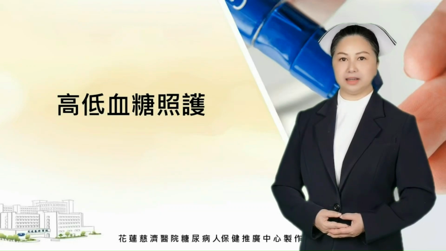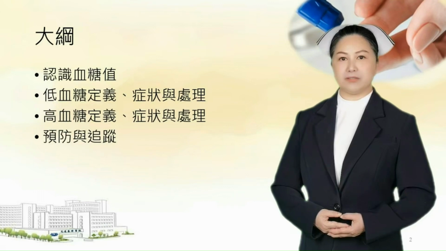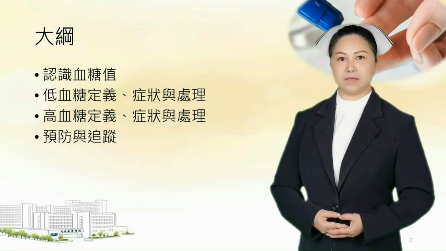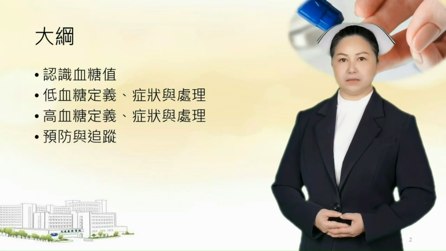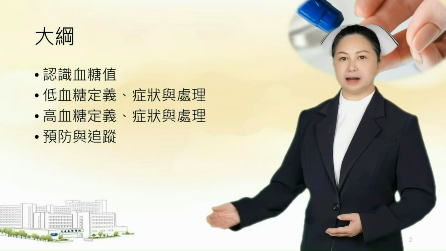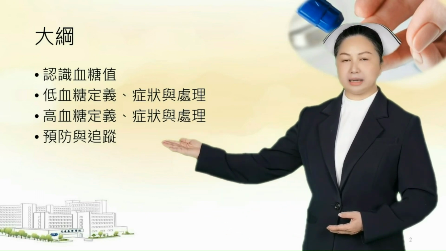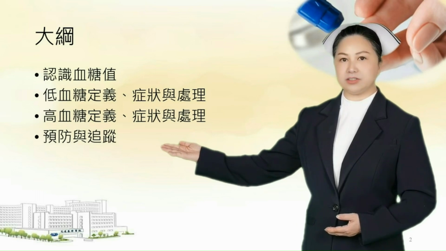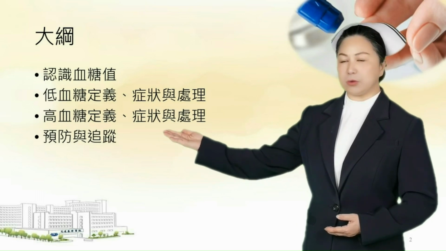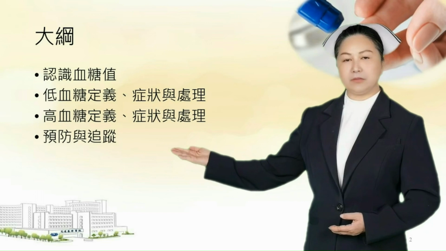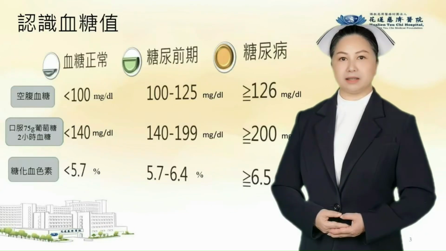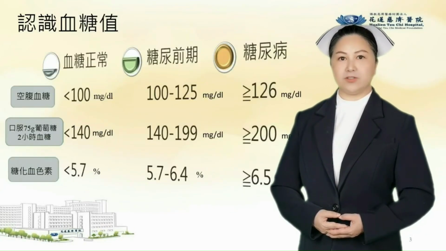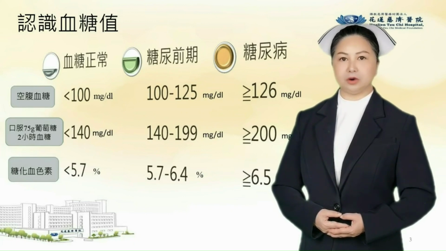Hello everyone, today I am going to talk about the syllabus of the care course for high and low blood sugar. The first is the blood glucose value, the second is hypoglycemia: definition, symptoms and treatment, the third is hyperglycemia: definition, symptoms and treatment, and the fourth is prevention and follow-up. Recognize blood glucose values. The normal range: fasting blood glucose less than 100.